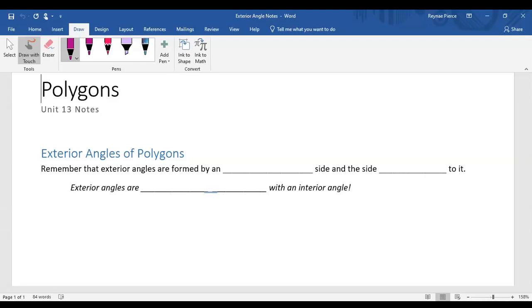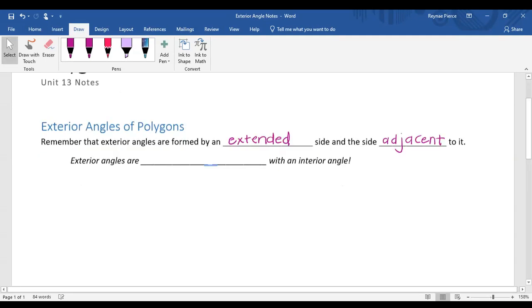Okay, these Unit 13 notes here, we're going to talk specifically about exterior angles of polygons. Just as a reminder, exterior angles are formed by an extended side and the side adjacent or next to it.